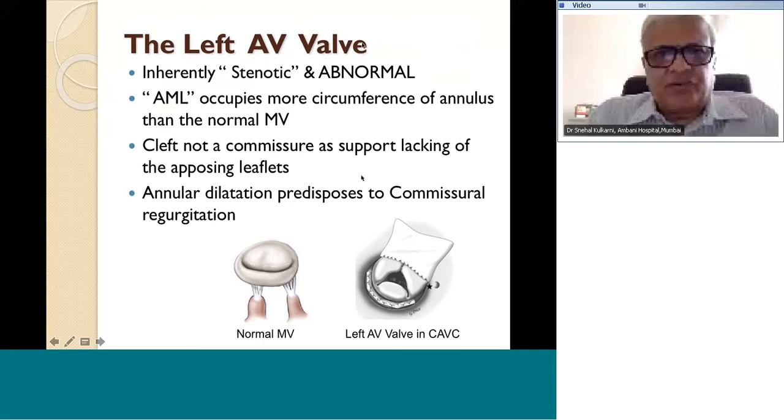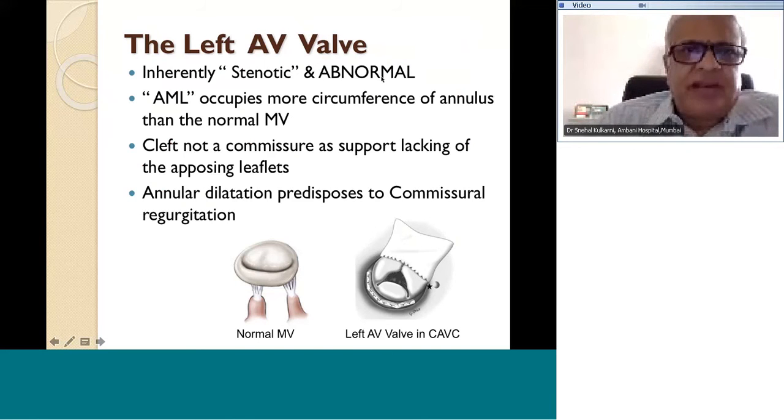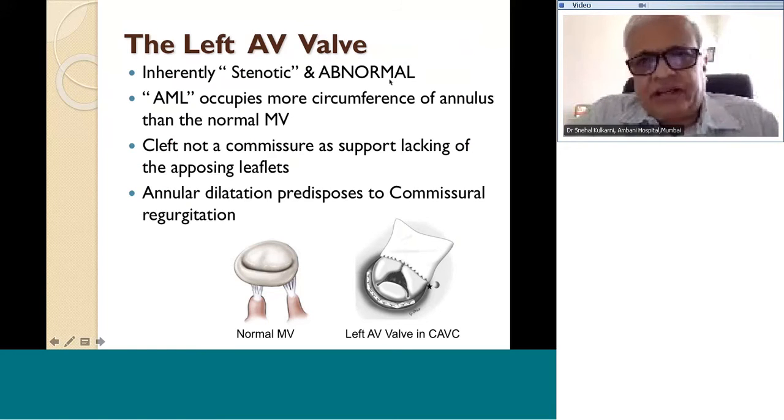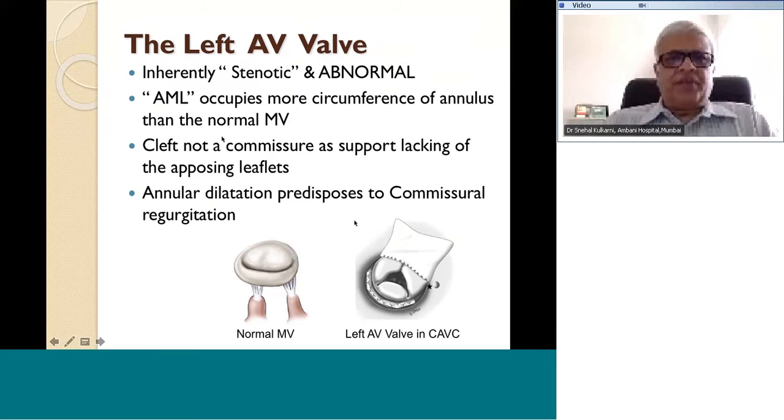The most important thing in the AV canal defects is the left AV valve. Remember that in the AV canal defects, the left AV valve is inherently stenotic and abnormal. So it is wrong to think that it's going to function like a normal mitral valve. And the anterior mitral leaflet occupies more of the circumference of the annulus, as you can see here, than in a normal mitral valve. In the normal mitral valve, the AML is not dominant, the PML occupies more of the circumference than the AML, and it's exactly the reverse in the AV canal defects.